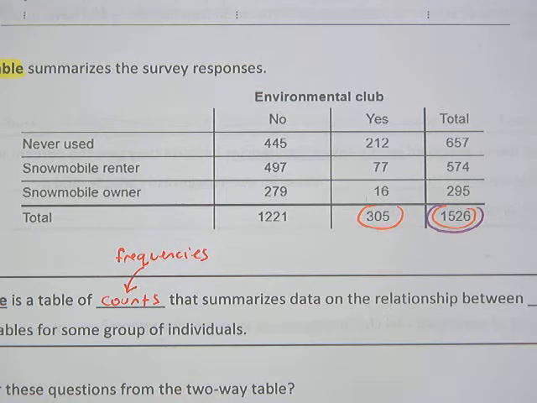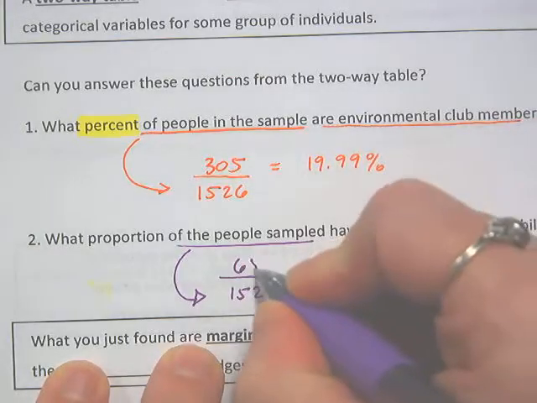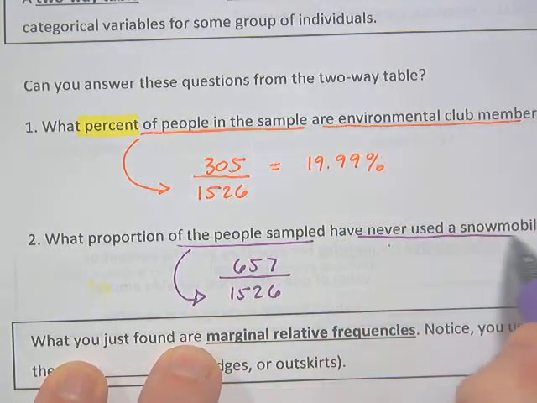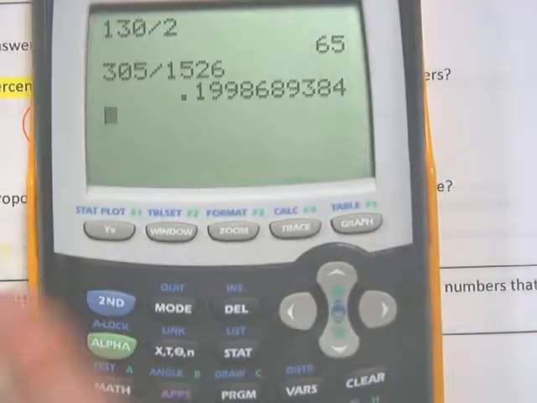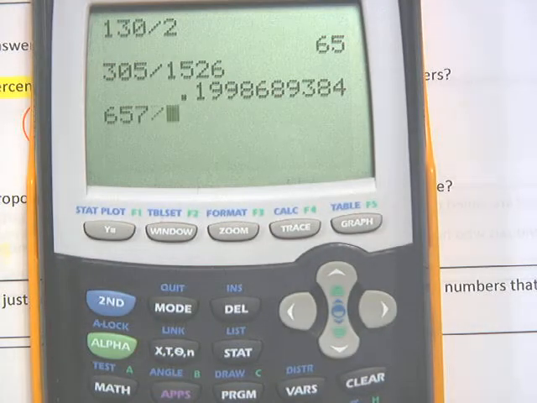How many said that they'd never used a snowmobile total? 657. Never used a snowmobile becomes the numerator. So 657 people out of 1,526.